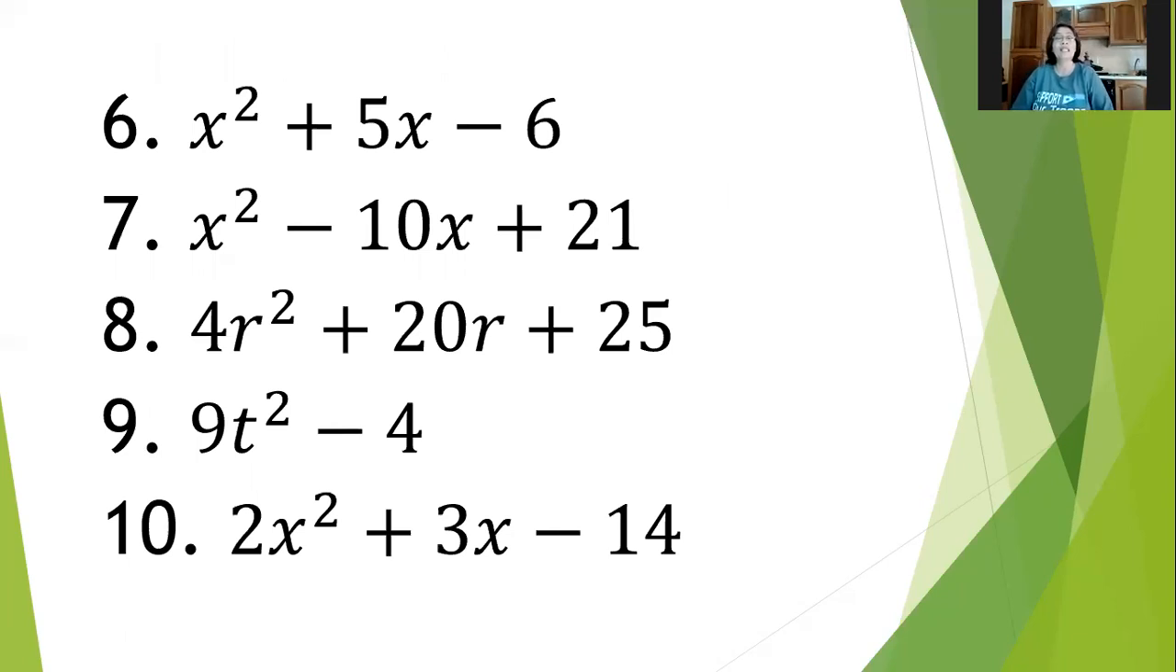And then number 8, 4r squared plus 20r plus 25. Number 9, t squared minus 4. And number 10 is 2x squared plus 3x minus 14. Okay?